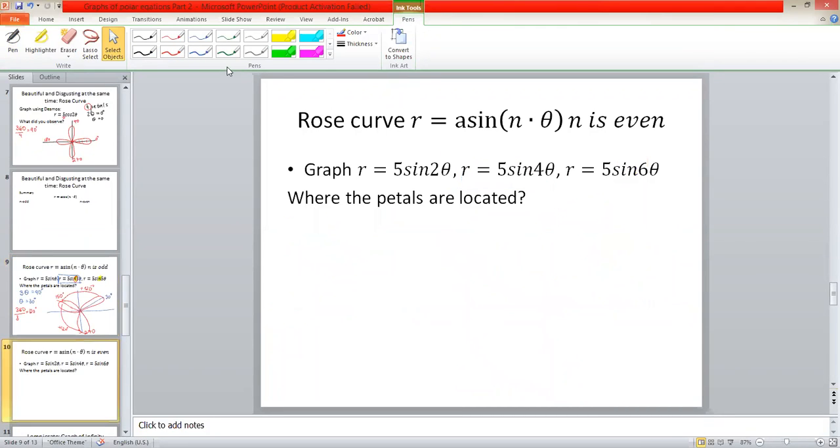Very similar thing will happen when this is even. When 2 theta, 4 theta, 6 theta, when this number is even, the number of petals will be doubled. Now let's maybe grab this one without decimals. Let's do it right away, just knowing what we know already. What do we know? Number of petals equal 4.